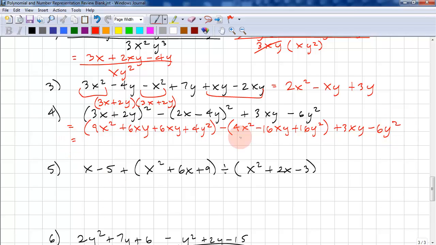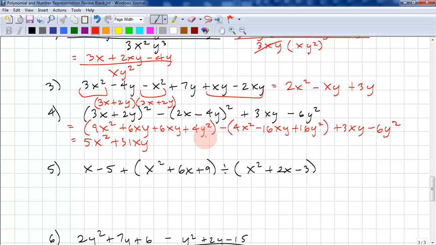You can rewrite it again, or you can just keep it in mind. This is a plus, and this one is a minus, okay? Because we have a minus that we need to distribute to each term. So we have 9x squared minus 4y squared, so that's 5x squared. And we're looking at the xy's, so this is positive 12. This is a positive 16, so that's 28. Add another 3, we have 31xy.